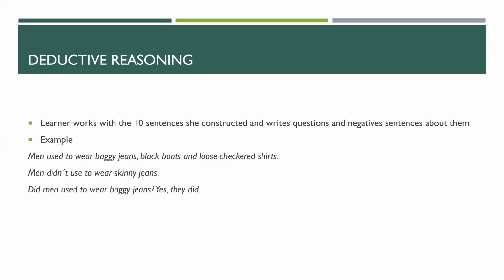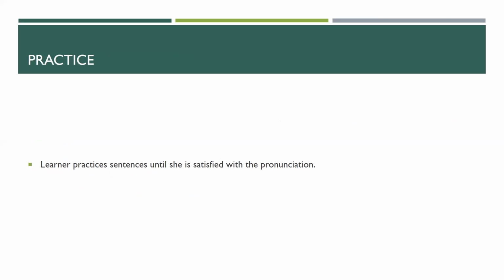Okay, so next step, we have practice. The learner practices sentences until she is satisfied with the pronunciation. She practices the sentences aloud and the teacher corrects in case of need. In case she pronounces the sentence correctly, then the teacher asks her to continue with the next question or sentence in the positive or negative form.